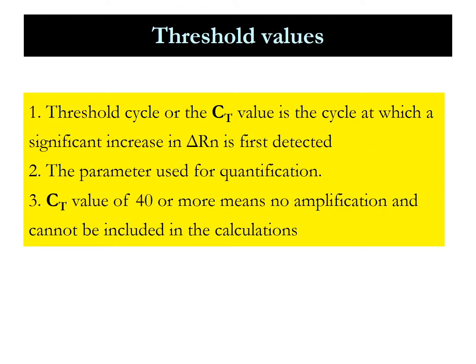The threshold value or the CT value is the cycle at which a significant increase in the delta Rn, or the relative fluorescence, is first detected. This parameter is used for quantification. If there is no amplification beyond a CT value of 40, it means that the sample does not contain DNA.